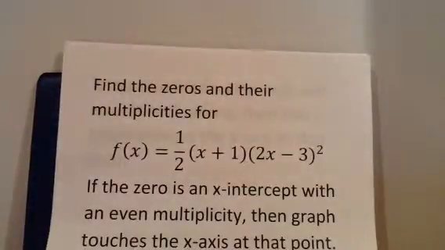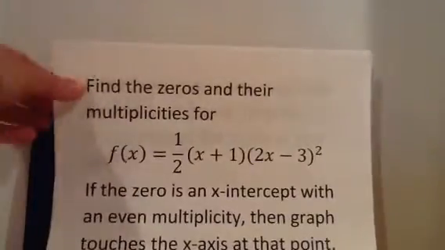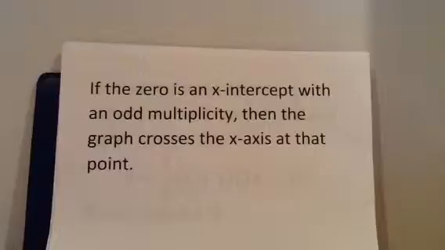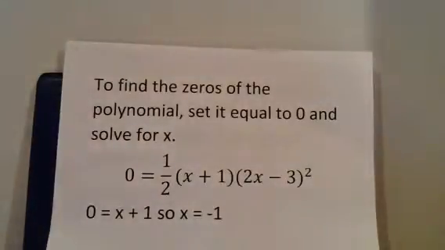Find the zeros and their multiplicities for f of x equals 1/2 times (x plus 1) times (x minus 3) squared. If the zero is an x-intercept with an even multiplicity, then the graph touches the x-axis at that point. If the zero is an x-intercept with an odd multiplicity, then the graph crosses the x-axis at that point. So let's find the zeros of the polynomial. We're going to set it equal to 0 and solve for x.